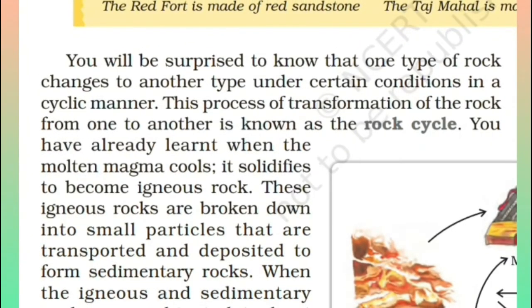You will be surprised to know that one type of rock changes to another type under certain conditions in a cyclic manner. This process of transformation of the rock from one to another is known as the rock cycle. As we have already seen, one type of rock changes into another type of rock under certain conditions, and all of this occurs in a cyclic manner, and that's why this cycle is known as the rock cycle.